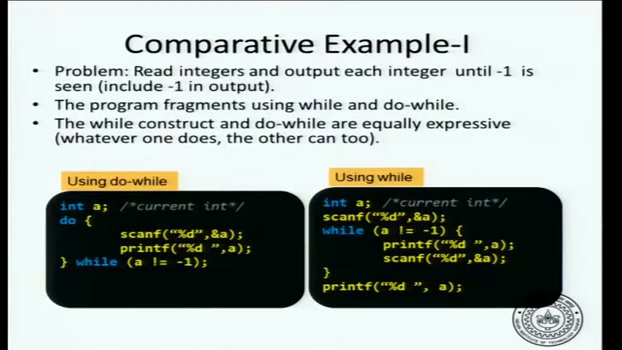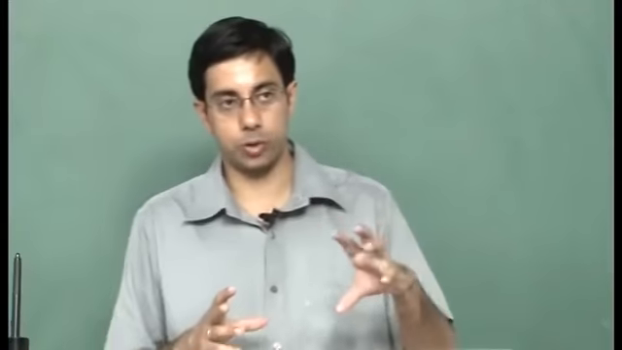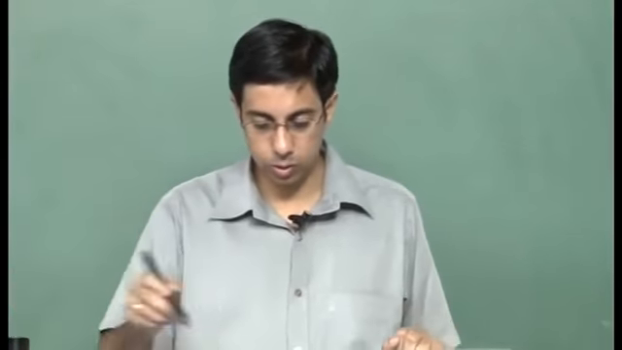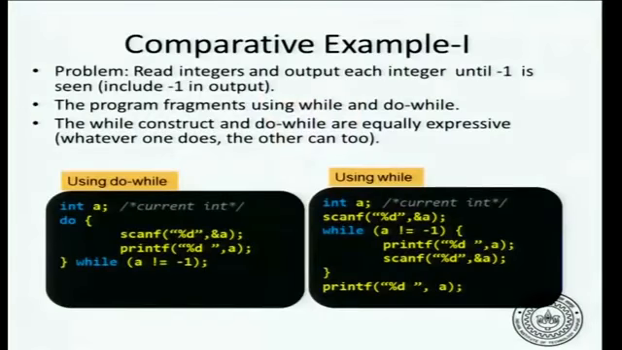Now the important thing to notice is that the while construct and the do-while construct are equally expressive. So you cannot write any more new programs using the do-while construct than you could using the while construct. But certain kinds of programs are shorter using the do-while construct. For example, let us solve this problem using the while construct.